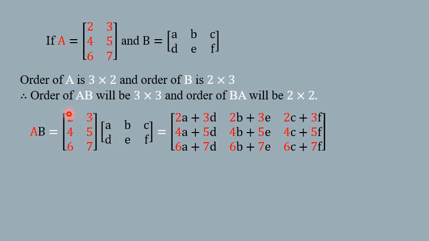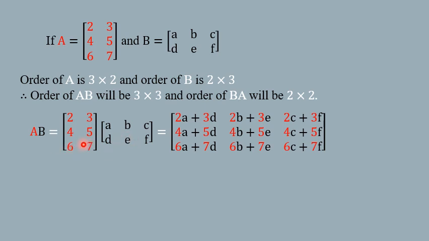Okay, so this element is 2 into a, that is 2a, plus 3 into d, that is 3d. Noted. Now suppose we take this element, placed on third row second column. So we take the third row of the prefactor, that is 6 7, containing two elements, and the second column of the post factor containing two elements, b and e. So just find the sum of products.